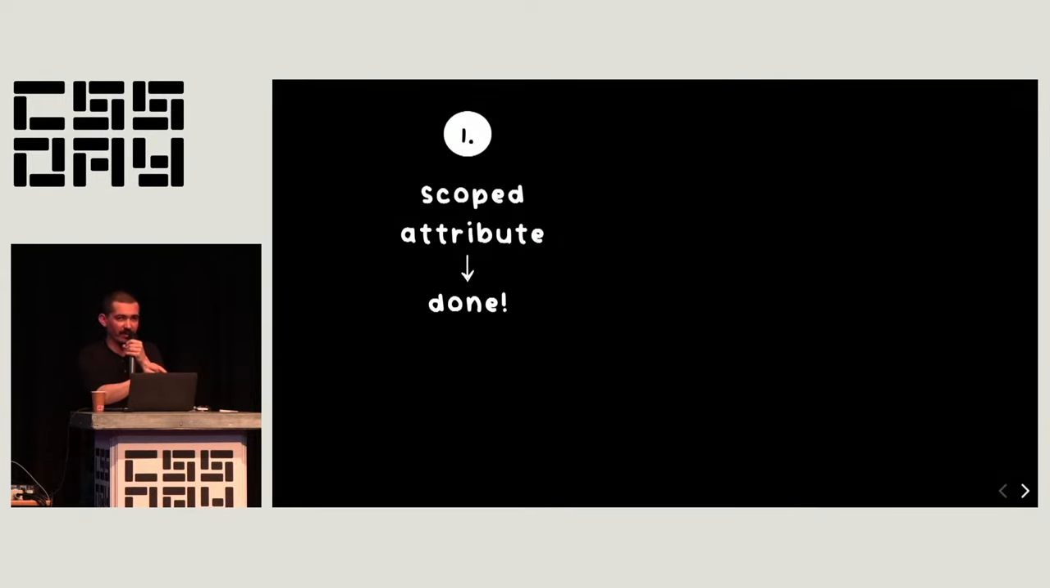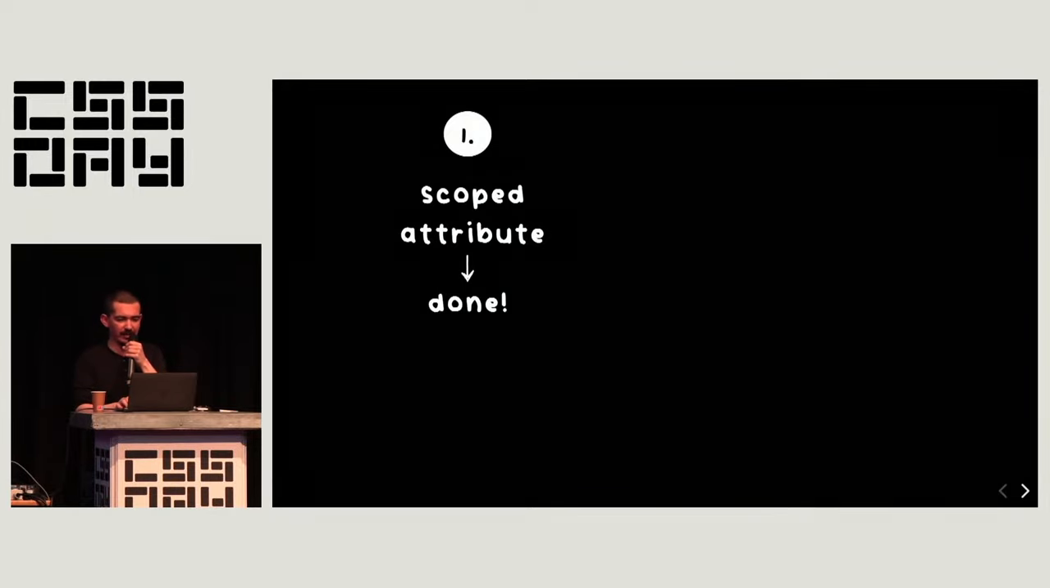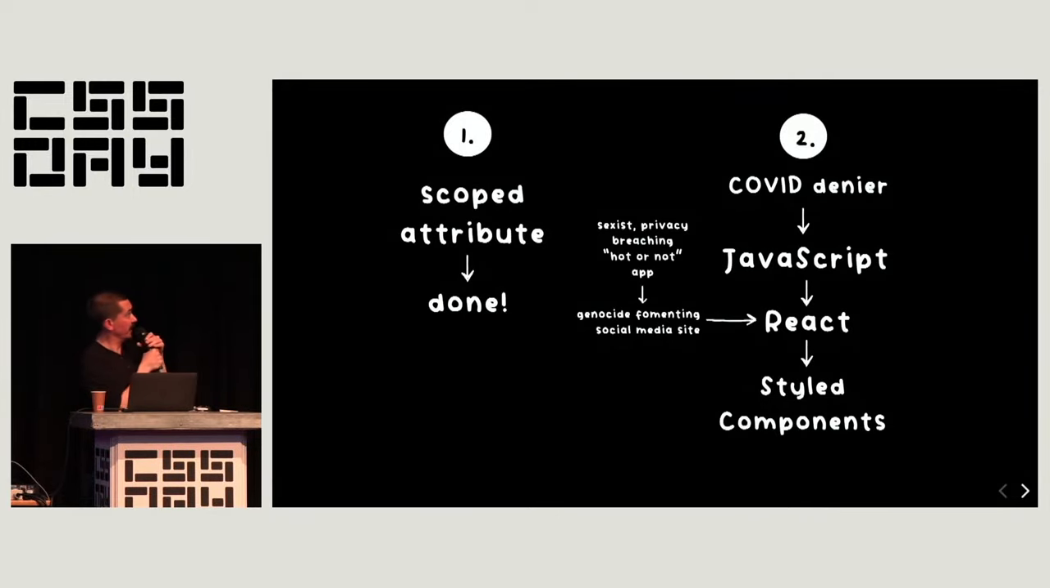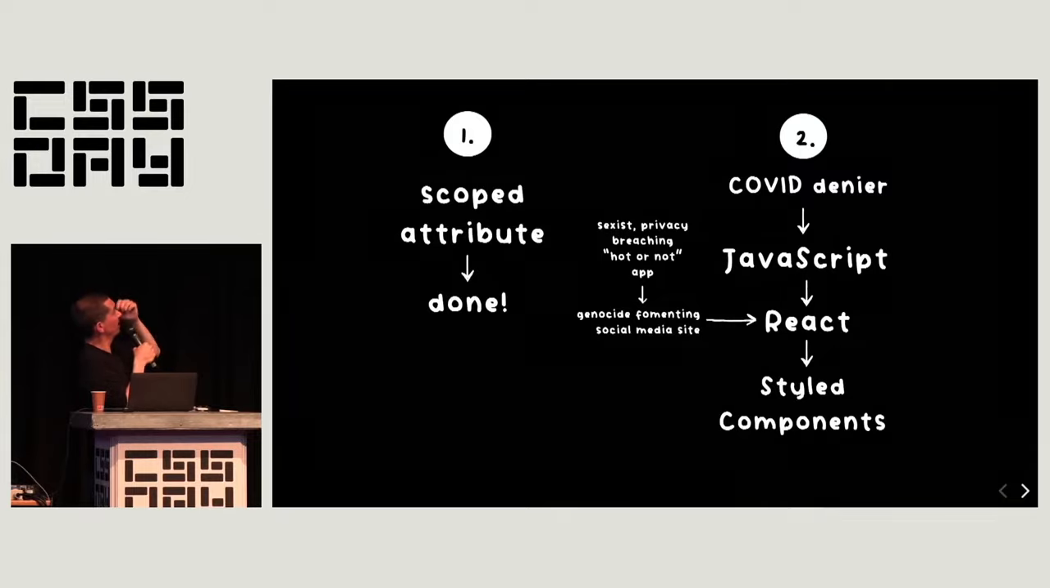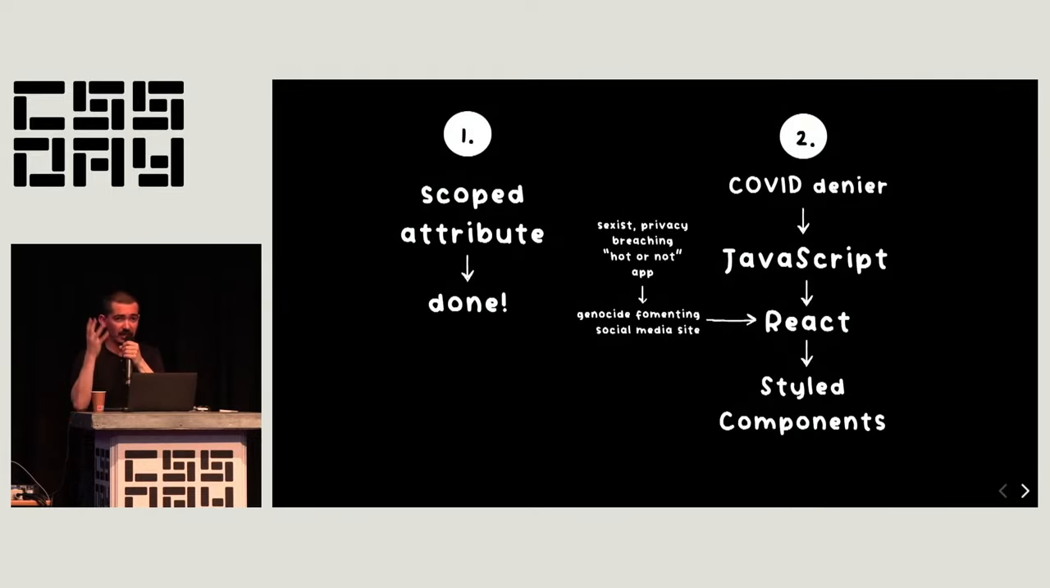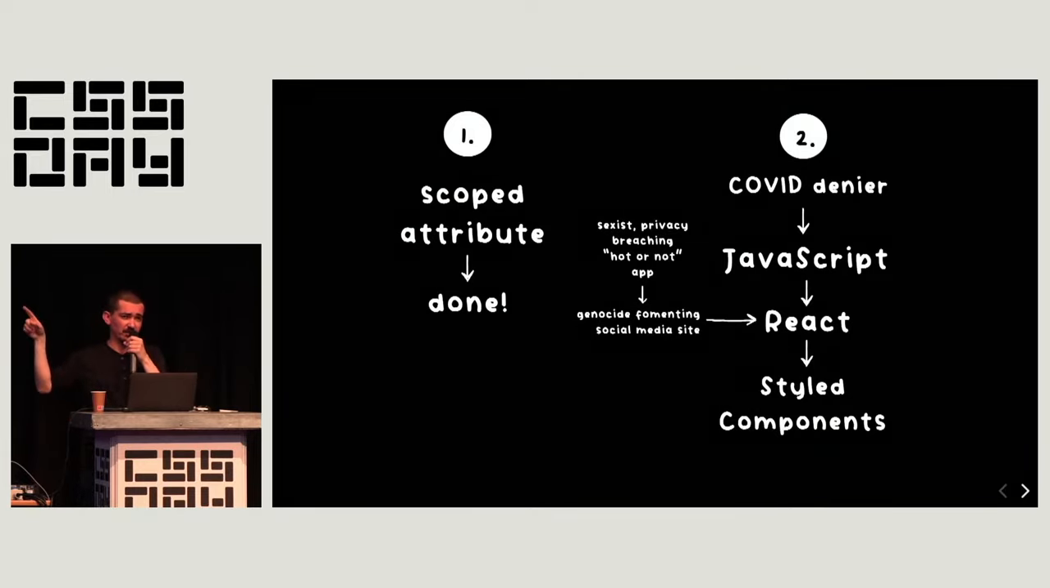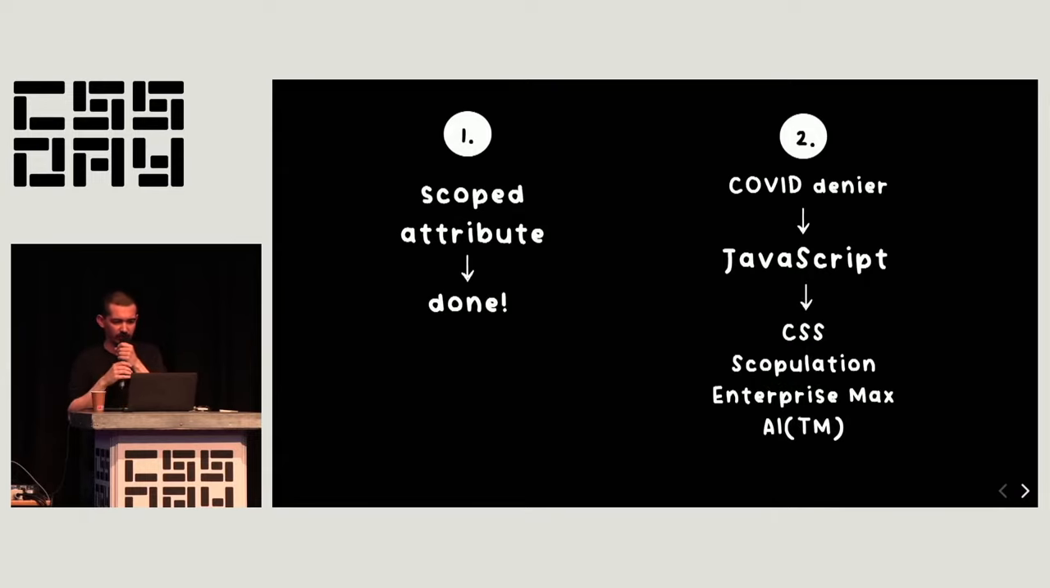But because we don't have that natively, then what we had to end up doing was find a COVID denier, get them to invent JavaScript, wait for a sexist privacy breaching hot or not app to turn into Facebook, then React, then styled components. With the CSS Scopulation Enterprise Max AI library that I created, I got round some of this stuff, but not all of it. Unfortunately, you still have the COVID denier JavaScript part. You just don't have to deal with the Facebook and the React parts.